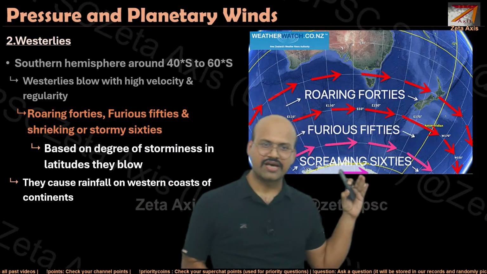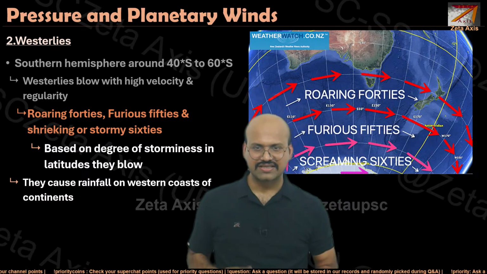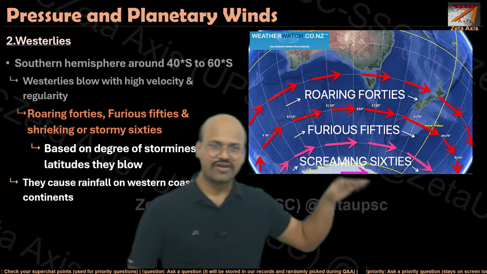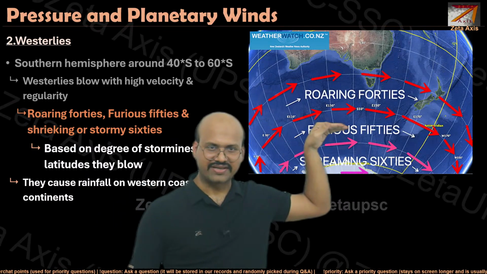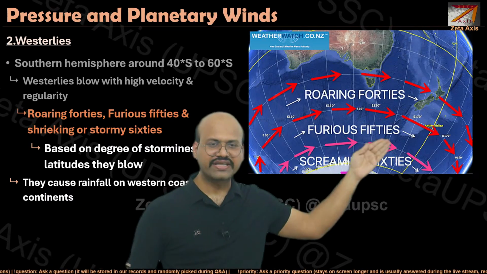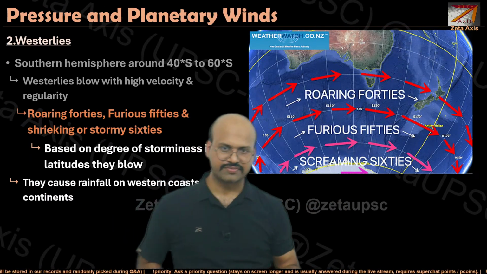Because they are blowing at very high velocity in this particular latitude, that is why they are given these names, and they cause rainfall on the western coast of continents. Obviously, when you are moving from the western direction, you will bring rainfall to the western coast. So whatever continent will come in their way, it will bring rainfall to their western coasts.